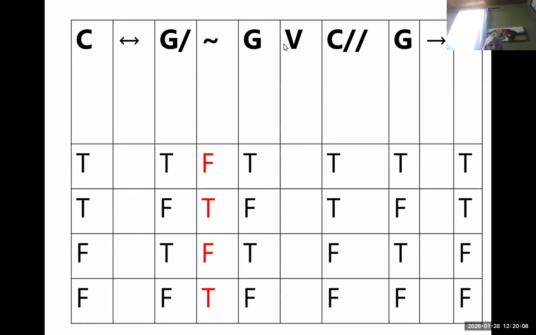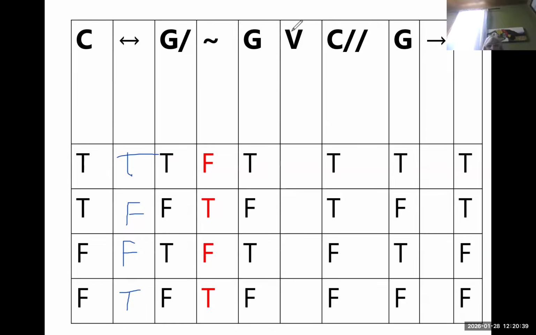So here's the next one. This is G, C, if and only if G, negation G or C, and then G implies C. So we're going to fill this in. Here we go. So true if and only if true is true. True if and only if false is false. False if and only if true is false. And false if and only if false is true.